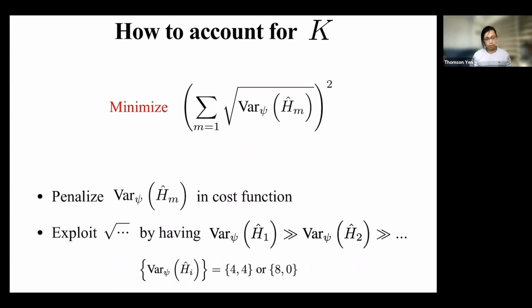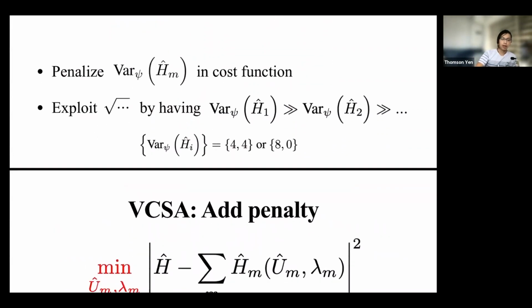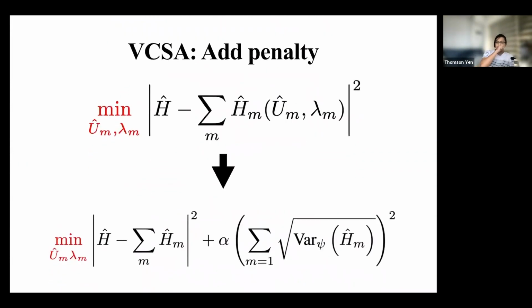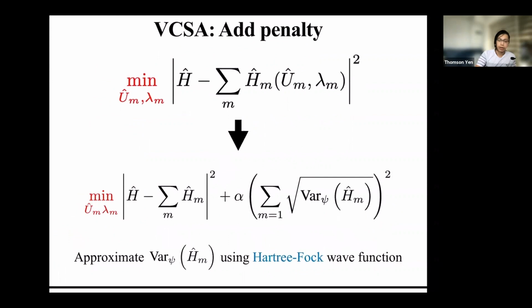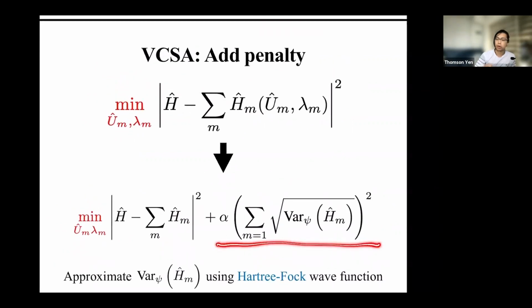So these two are the heuristics, and we could apply them onto the CSA decomposition. The first heuristic, let's call it VCSA, is simply adding a penalty term. So you could write the original CSA as this minimization. And instead of minimizing that cost function alone, we now add an extra term that is proportional to K, the number of measurements you need.